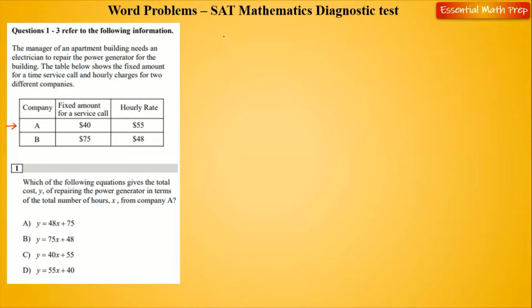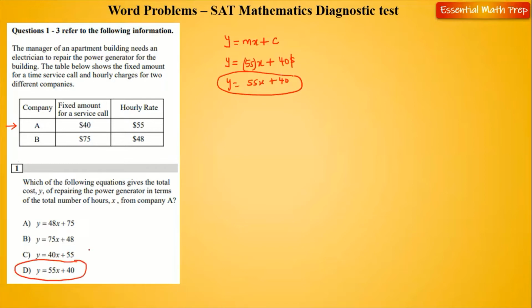If you treat a linear model, which is what we're doing, we know the total cost is equal to the fixed amount, a flat rate, which is $40, right? And then the rate at which he's charging per hour is 55, which corresponds to the slope, and X is the number of hours. So Y equals 55X plus 40, and that's answer D, because $40 is a flat rate.